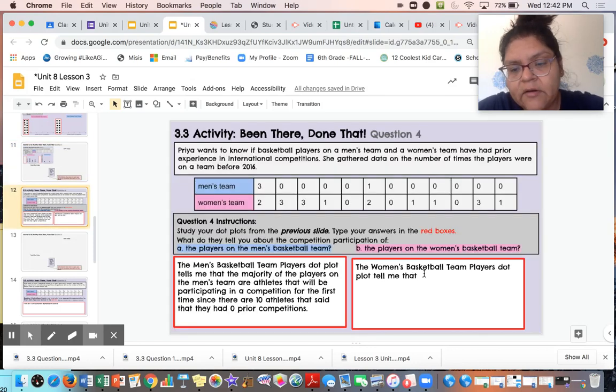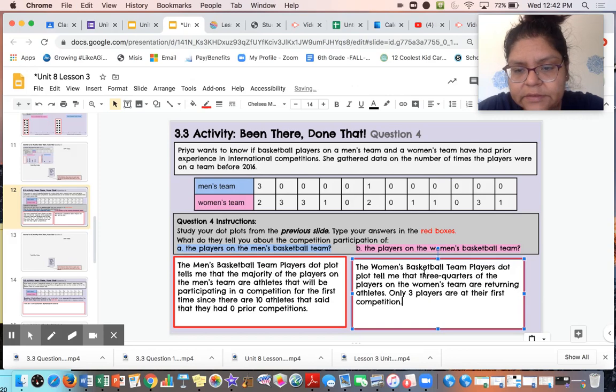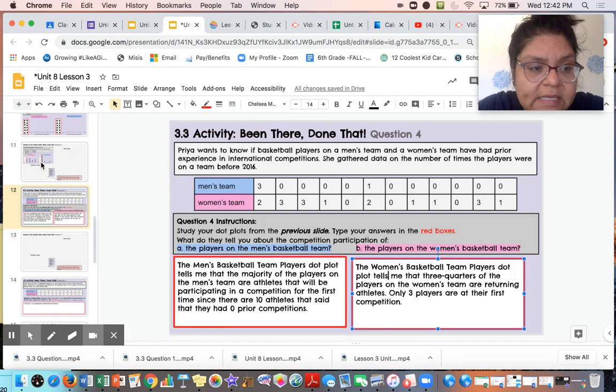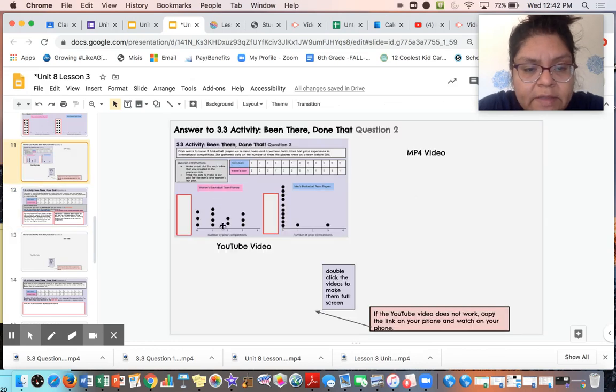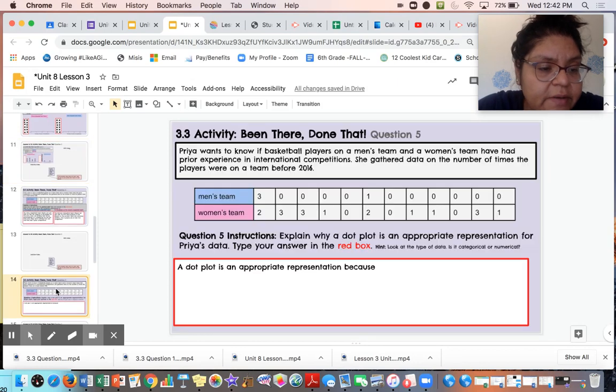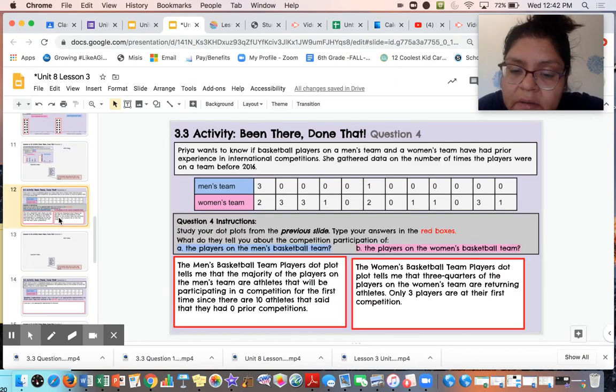So let's go ahead and make our conclusion. So the women's basketball team players dot plot tells me, my bad, that 3/4 of the players on the women's team are returning athletes. Because as you can see here, most of them, 1, 2, 3, had experience, and only 3 do not have any prior competitions. So only 3 players are at their first competition.